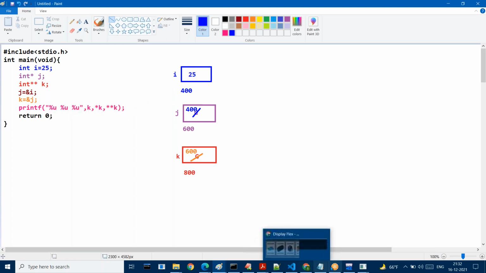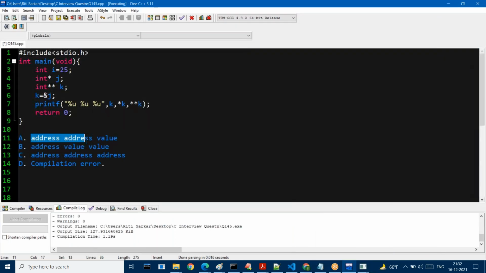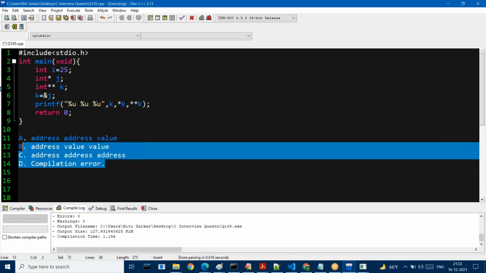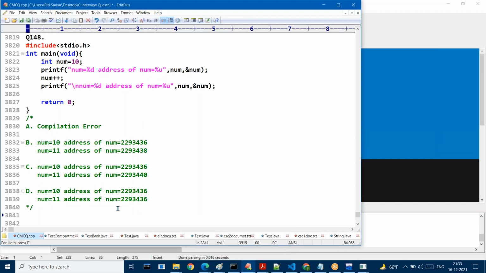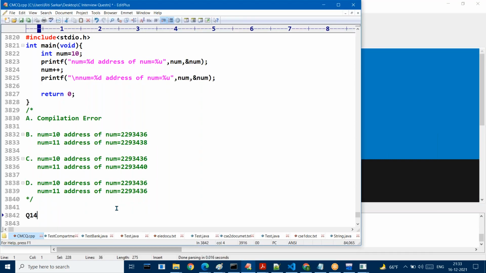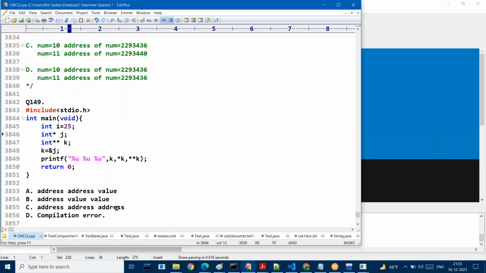So which option is correct? Address, value. Everyone got clarity about this one? Now you can understand how the pointer related example you have to solve.